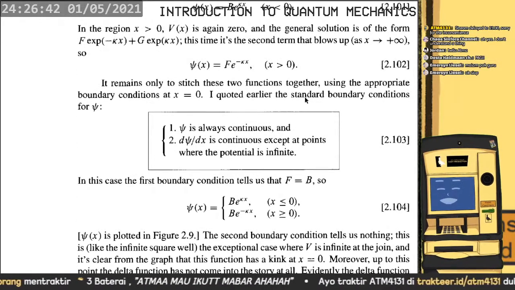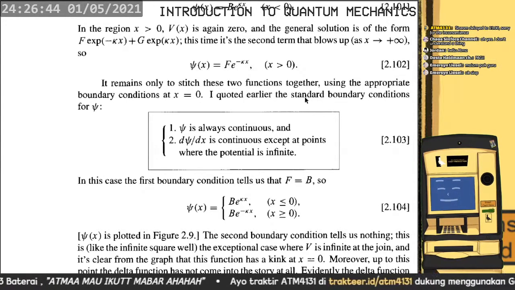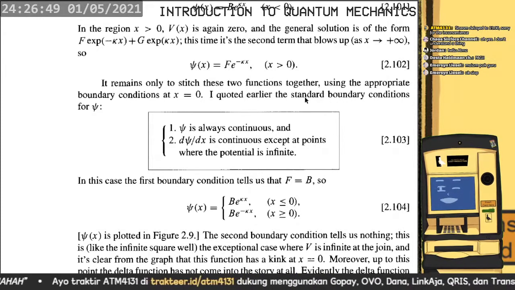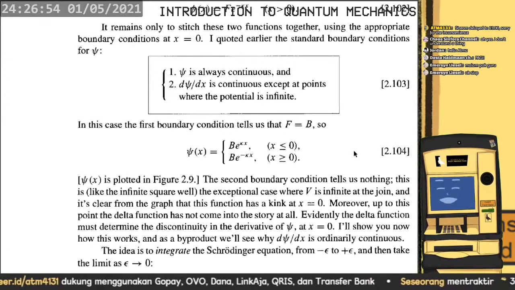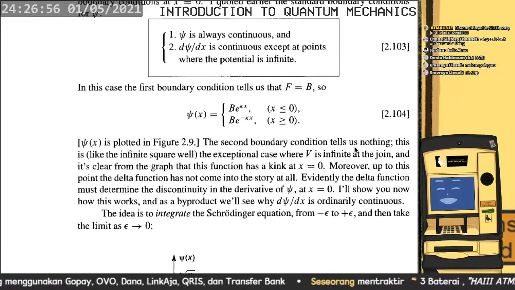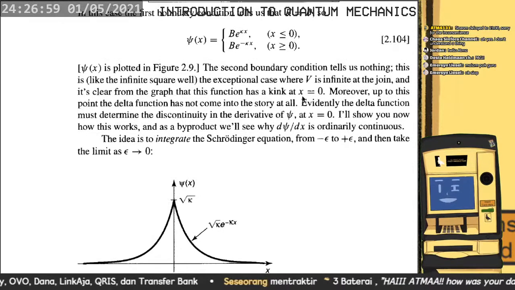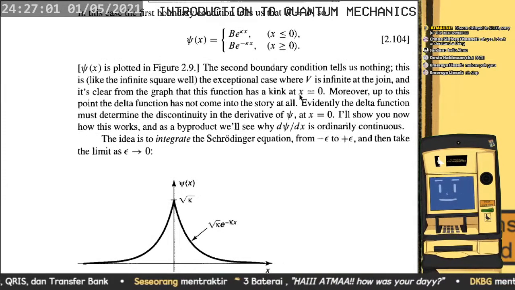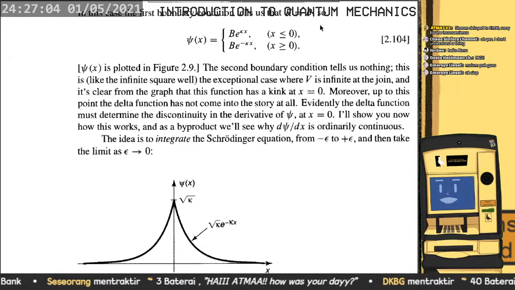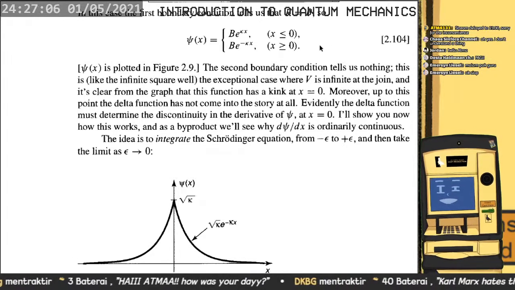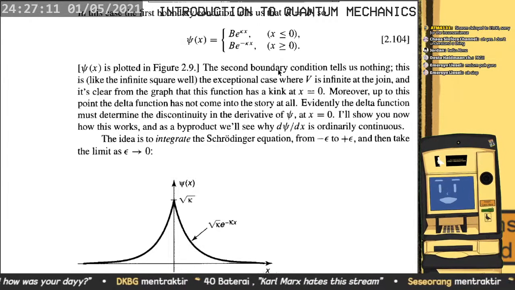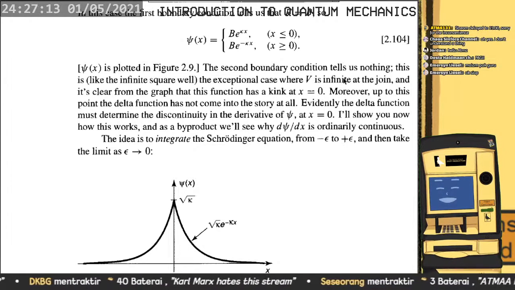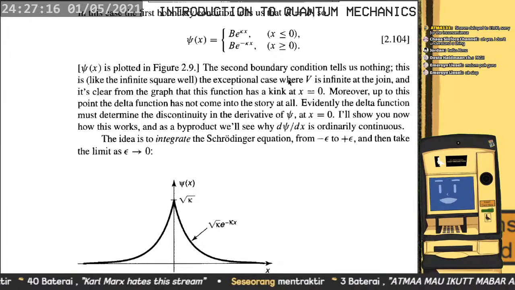ψ is always continuous, and 2. dψ/dx is continuous except at points where the potential is infinite. In this case, the first boundary condition tells us that F equals B. So, ψ(x) equals B e^(κx) if x is less than or equal to 0, and B e^(−κx) if x is greater than or equal to 0.